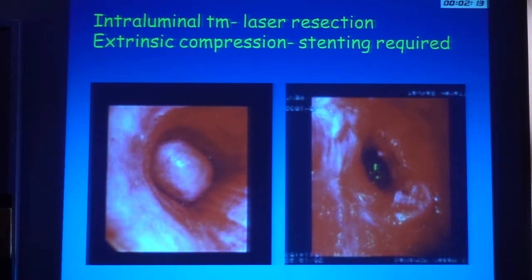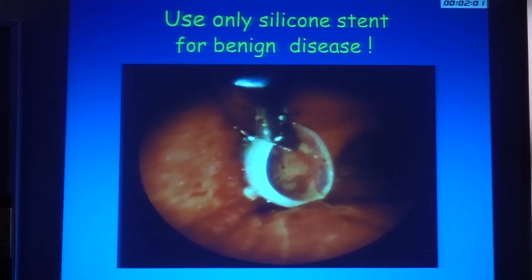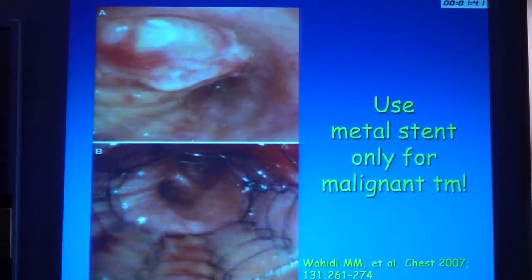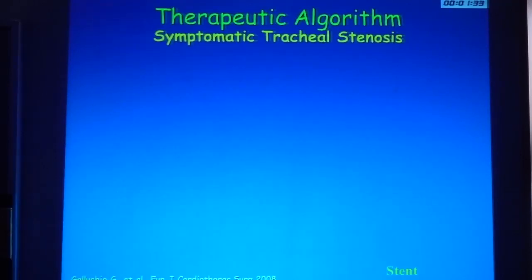Sometimes they are mixed. You have to combine stenting for the extraluminal component and also electrocautery, laser, or other endobronchial treatments for the endoluminal component. And please use silicone stents for benign disease, because these patients have longer survival. Metallic stents in benign disease cause disasters. You cannot get them out. Maybe surgery is needed, sometimes surgery even cannot help. So use silicone stents for benign disease. You can use silicone or metal stents for malignant disease, but metal stents are always for malignant disease. They have shorter survival.